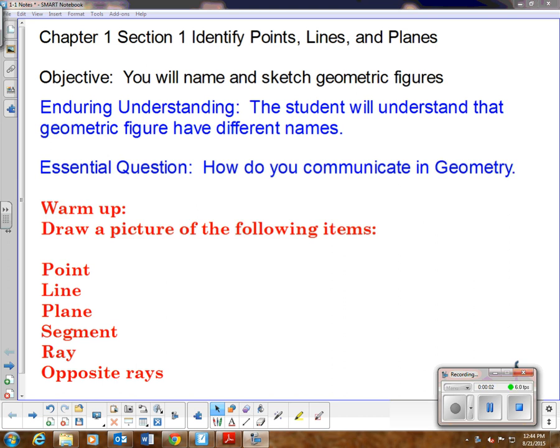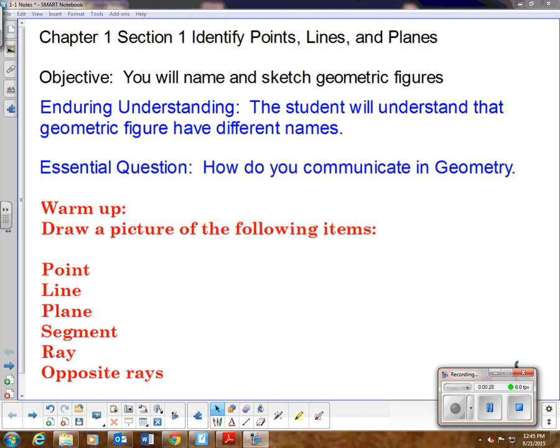Welcome to Geometry PAP. This is our first unit in our first section that we're going to do some video notes on. So I would like you to pause this video and try this little warm-up. Try to draw a picture of a point, a line, a plane, a segment, a ray, and opposite rays. And then we're going to compare these pictures that you draw here at the beginning with the work that we're going to do and go over with and see how well you learned what you were doing.